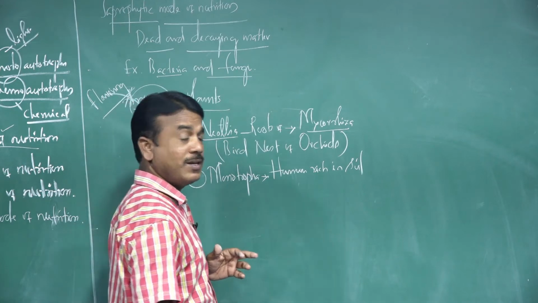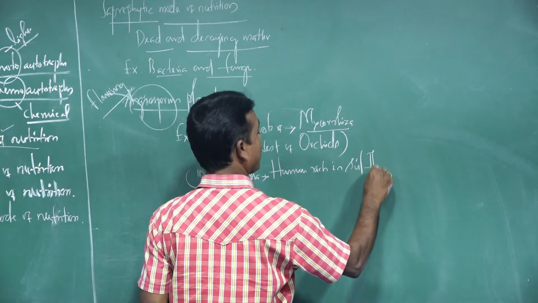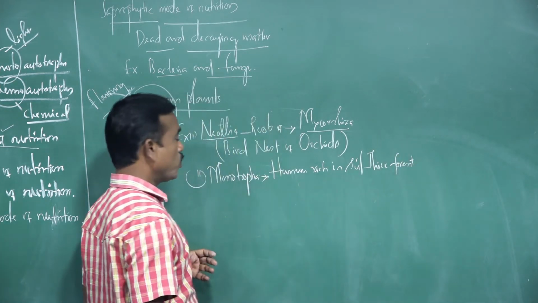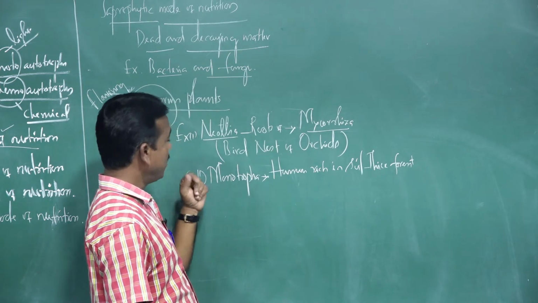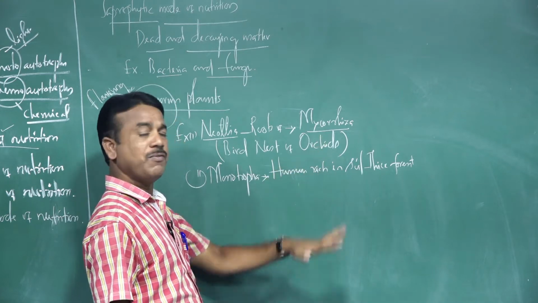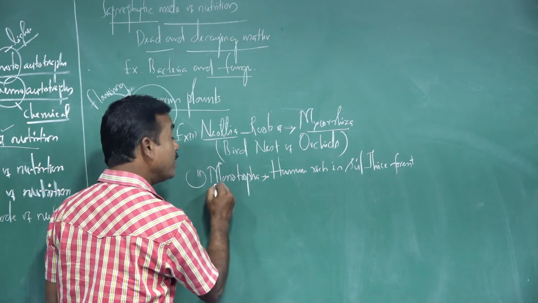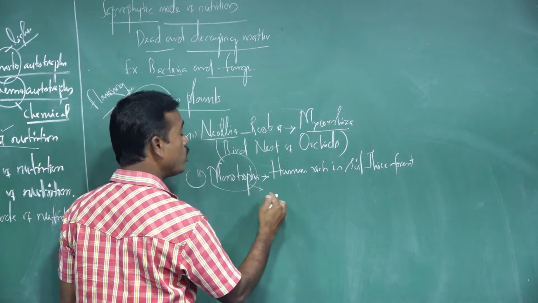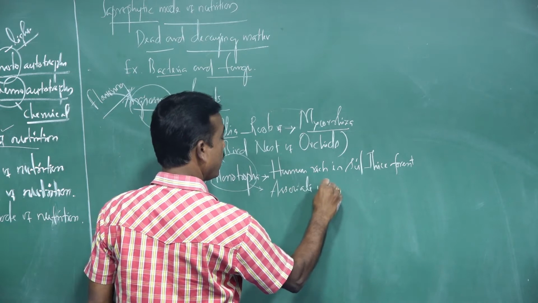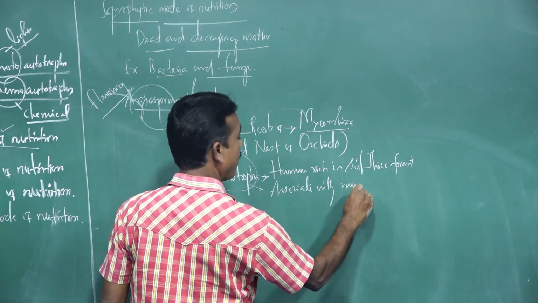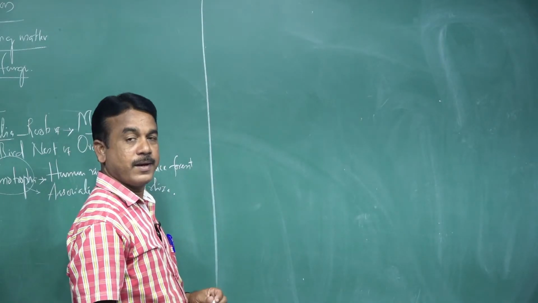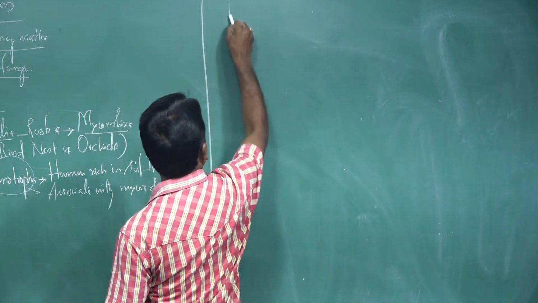Where the humus is rich and available, it is commonly called as in thick forest. So Monotropa comes under angiosperm plants. It generally grows on humus-rich soil, particularly found in thick forest. Monotropa is also associated with mycorrhiza.